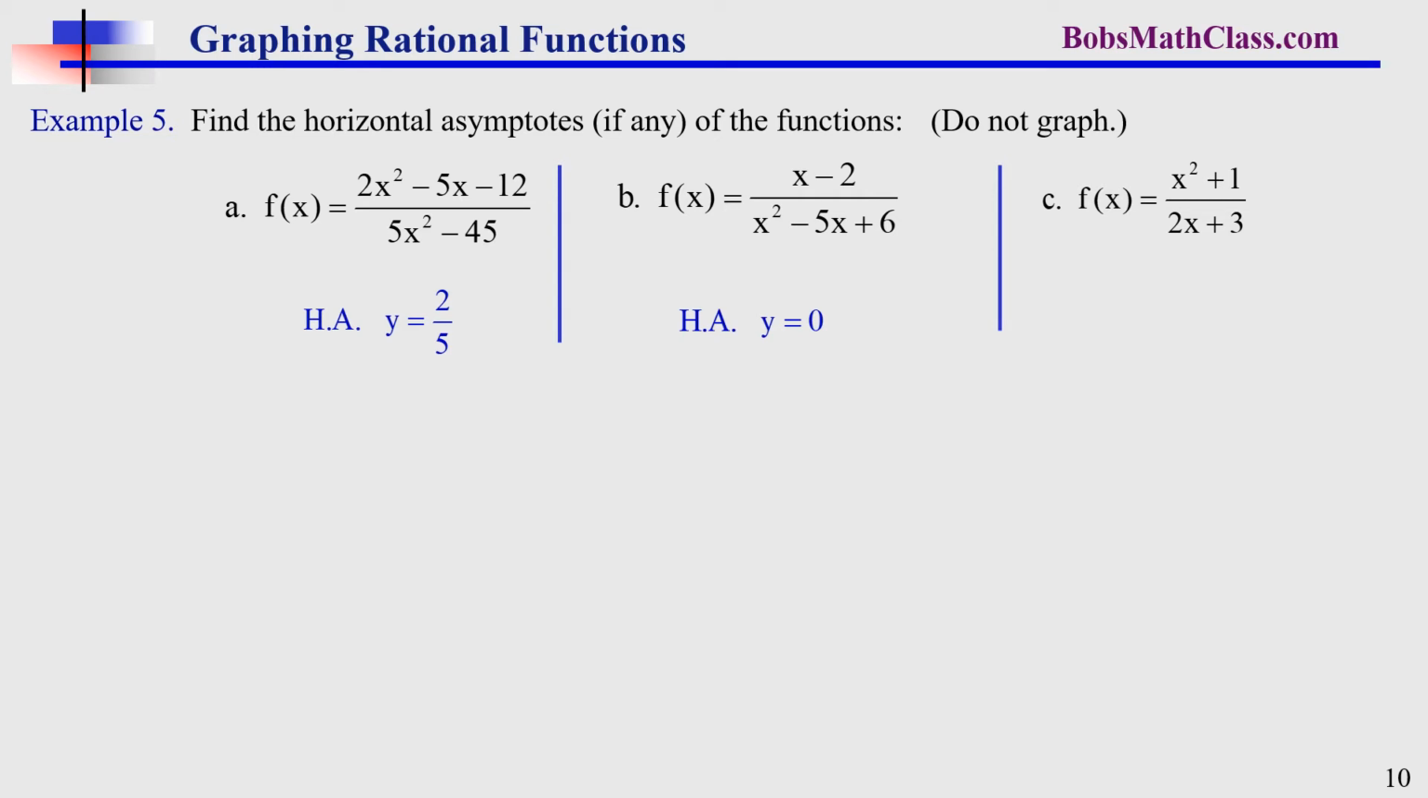The third one, same or less? Oh, it's greater, right? X squared on top. So there's no horizontal asymptote. Again, we haven't got to that one yet. That's going to be an oblique asymptote. Next video.